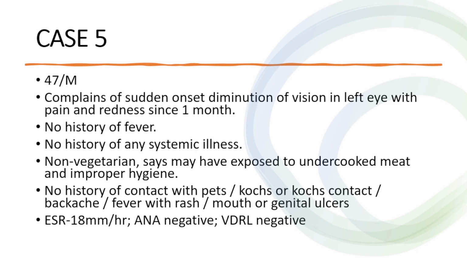A 47-year-old male patient complained of sudden onset diminution of vision in his left eye with pain and redness since 1 month. There was no history of fever, no history of any systemic illness. After taking extensive history regarding his habits and dietary patterns, the patient was non-vegetarian and he said that he must have exposed himself to undercooked meat or improper hygiene. There was no contact with pets or TB patients. There was no history of joint pains, fever, rash, or any genital or mouth ulcers. Serology showed ESR of 18 millimeters per hour. Anti-nuclear antibodies were negative and syphilis test was negative.